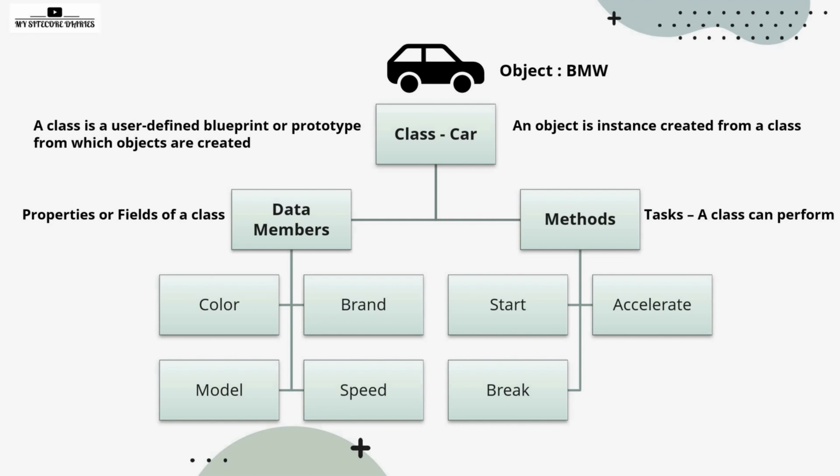So here is a simple example. If you assume your car is a class, then there are data members and methods. For a car class, you have data members like color, model, brand, and speed. Those are nothing but the properties of that class. Whereas the methods are the start method, brake method, and accelerator. Those are nothing but the tasks which can be performed by that car. Okay, let's see in detail now.